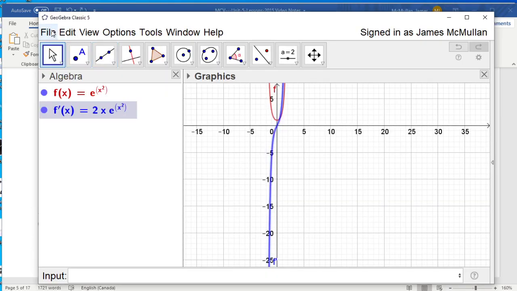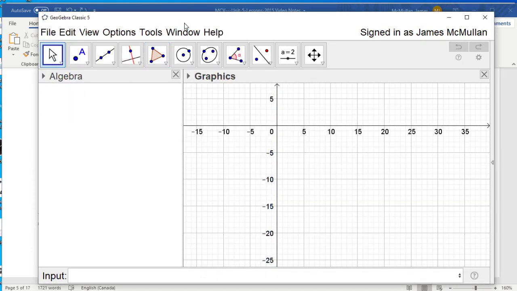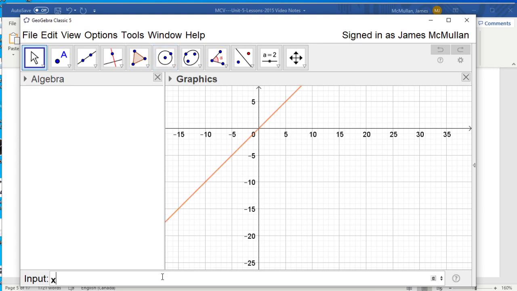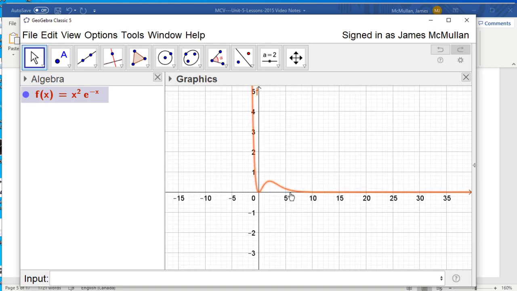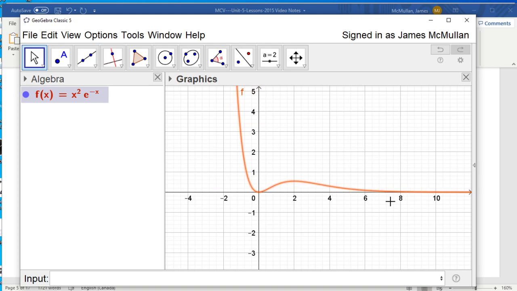I know this is off topic, but just while we're at it, because I do want you to be thinking about where we're going with this stuff. Okay, so there's the function we were asked to draw. On one side it goes off to infinity, on the other side it has a bump and then a horizontal asymptote.